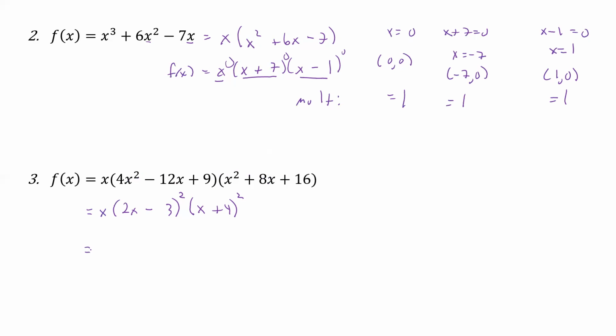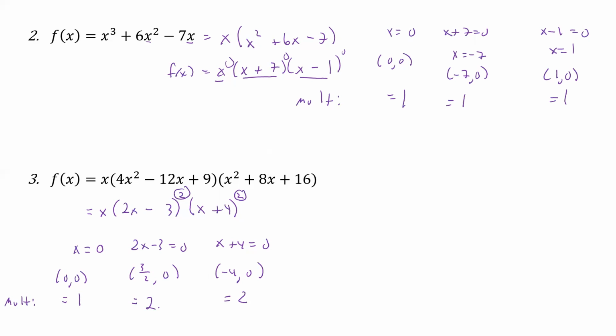And so that gives us x equals 0, 2x minus 3 equals 0, and x plus 4 equals 0. So we get 0, 0. Here, if we take the 3 over, we get 3 divided by 2, which is 3 halves, 0. And here we take the 4 over and we get negative 4, 0. Okay, so those are our x-intercepts. Now multiplicity. Here there's only one of those, so that's 1. Here, we have 2 of those and 2 of those, so both of these are equal to 2 for our multiplicity.